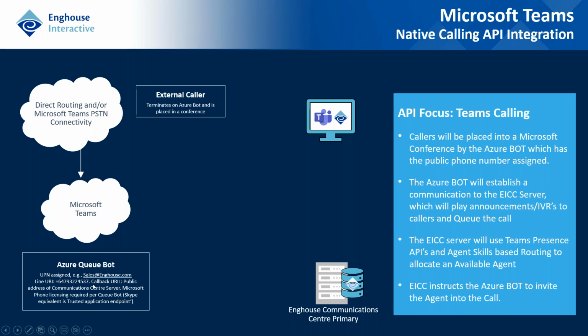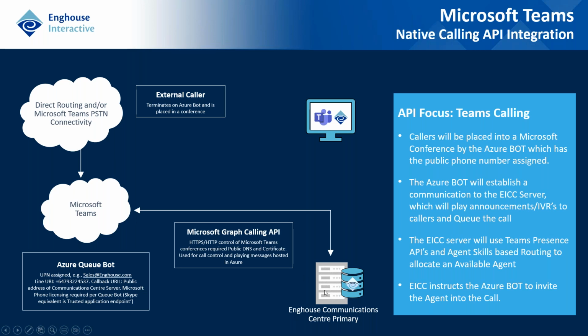And the virtual user's job will be to call a callback URI, which basically says, I need some input from an external source, and that external source being the contact center. So using the calling API set, it's going to make a HTTPS or HTTP call across to the Enghouse server there to say, I've got a call for you to deal with. The call is placed into a standard Microsoft Teams meeting, a conference, if you like.